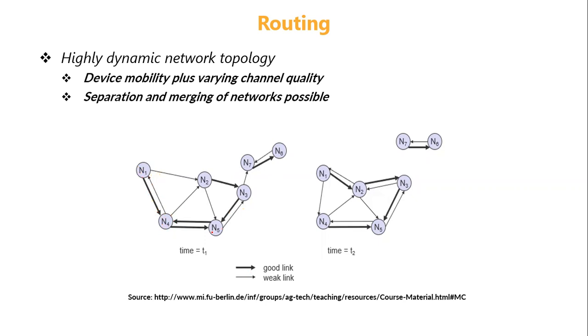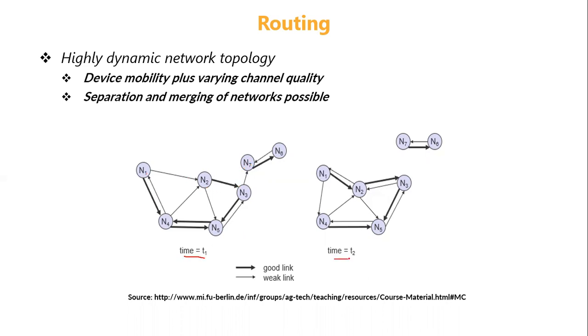Similarly, if you take the nodes n4 and n5, the link from n4 to n5 is a good link, and n5 to n4 is also a good link. If you take n1 and n2, there is a weak link from n1 to n2, but there is no link at all from n2 to n1. That is, whatever data is transmitted by n1 will be received by n2, but n2 cannot directly communicate back to n1. If n2 wants to communicate to n1, it should follow this path: n5, then n4, and then n1. So this is at time t1.